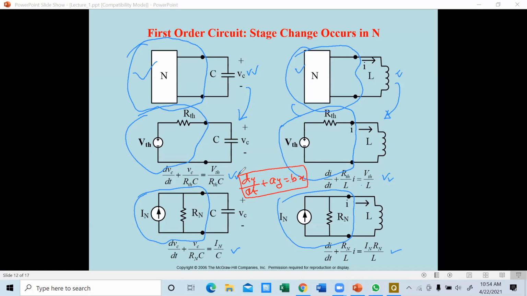If you can solve this equation, then you will find how your output y is changing. In this case, if you have a capacitor for the Thevenin equivalent, then you will see how the capacitor voltage is changing with time. If you have an inductor, then you can find how the inductor current is changing with time. And similarly, for the Norton equivalent, you can easily do this.